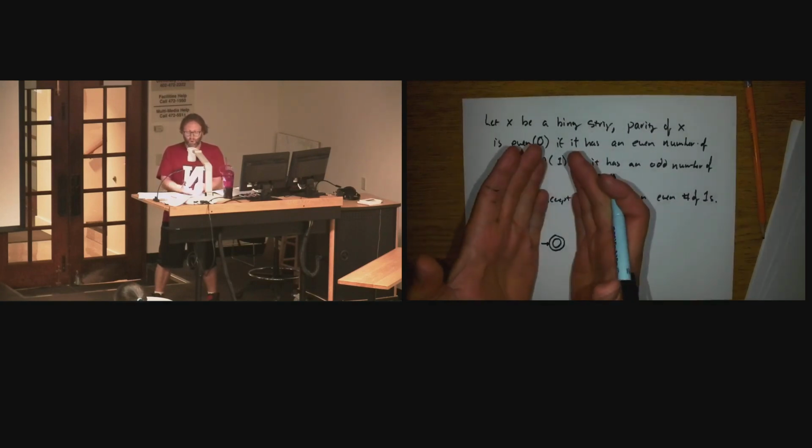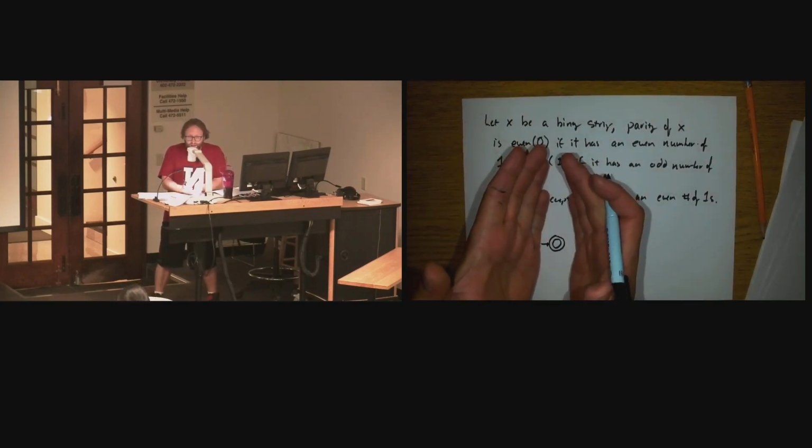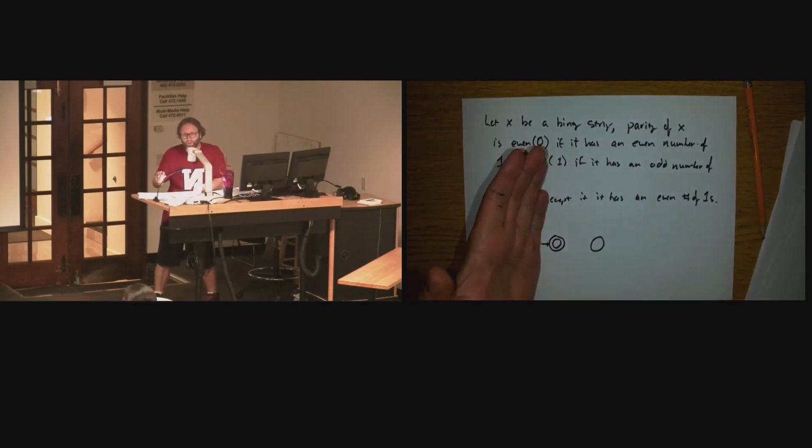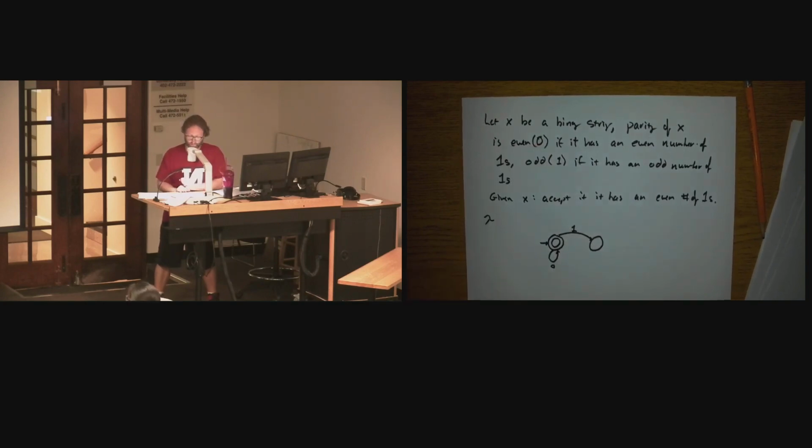Now, assume that in this state, I've seen an even number of 1s. If I see another 1, then I don't want to accept it. I'll go ahead and jump out into a non-accepting state. Okay? But if I see a 0, well, that doesn't matter. It could be 1, 1, and then a million zeros, and I would still accept it. So I'll stay in that state.